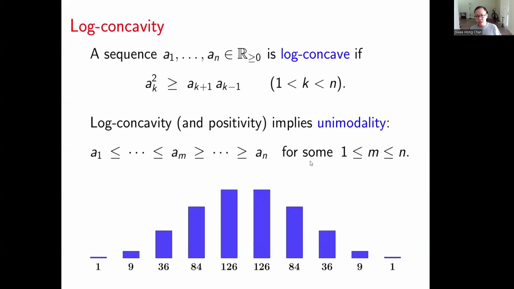And one of the earliest reasons why people started to study log concavity is that log concavity together with positivity implies unimodality. This means that this sequence will first increase up to a certain point and then decrease until it disappears. Or in the words of my grandmother, this object is shaped like a pyramid.